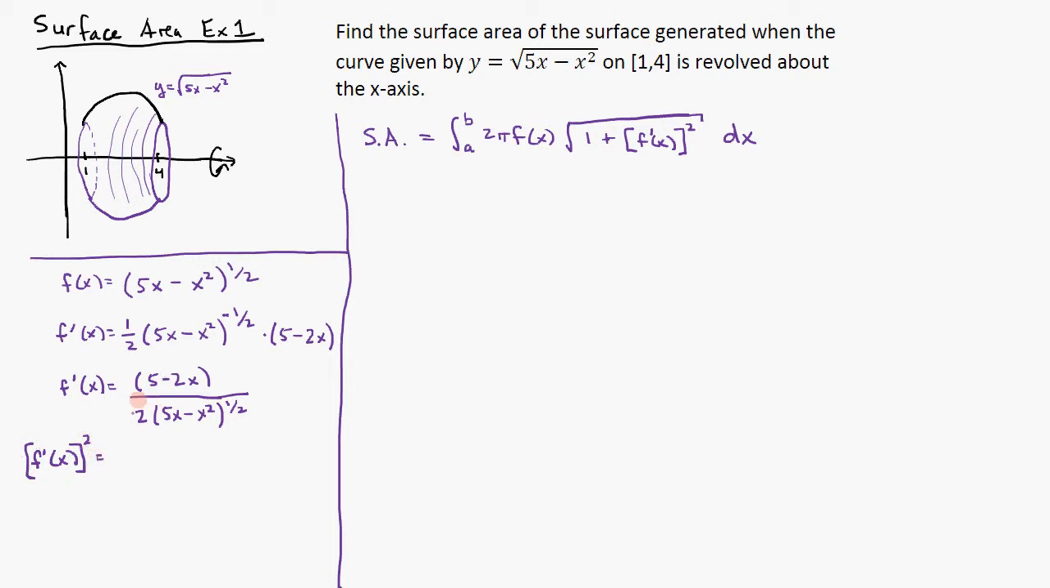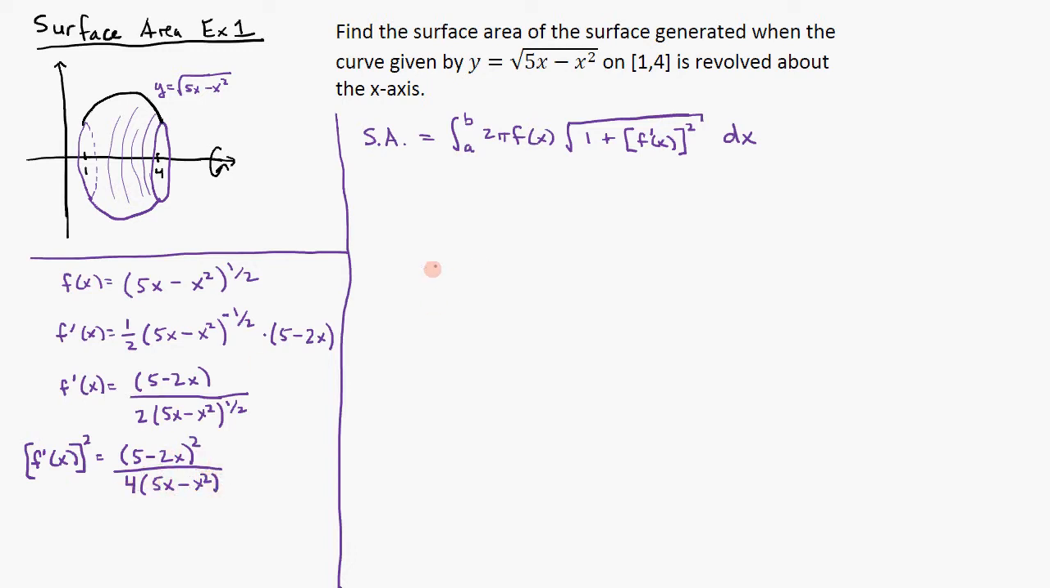So I have to square this whole thing, so the numerator gets squared: 5 minus 2x, the quantity squared, over 4. So 2 squared is 4, and if I square this thing, the exponent cancels out. So what's left over is 5x minus x squared.